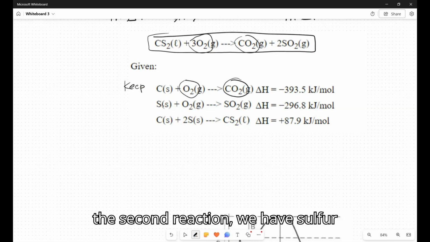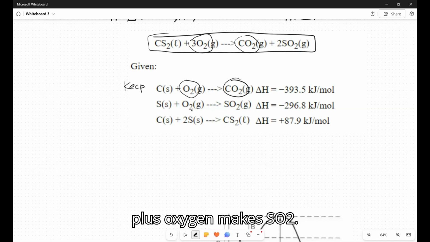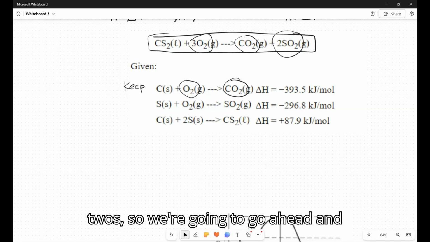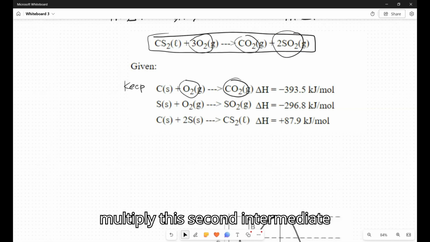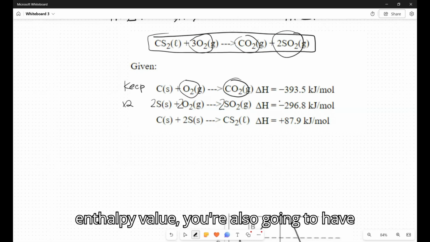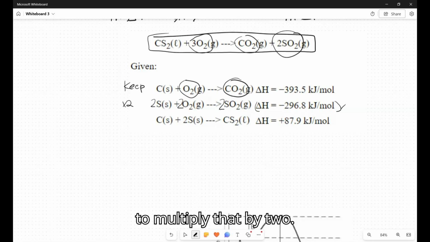For the second reaction, we have sulfur plus oxygen makes SO2. In my overall reaction, there's two SO2s. So we're going to go ahead and multiply this second intermediate reaction by 2. So that means there'll be 2 sulfurs, 2 oxygens, 2 sulfur dioxides. And whatever you do to the reaction, you're also going to have to multiply the enthalpy value by 2.